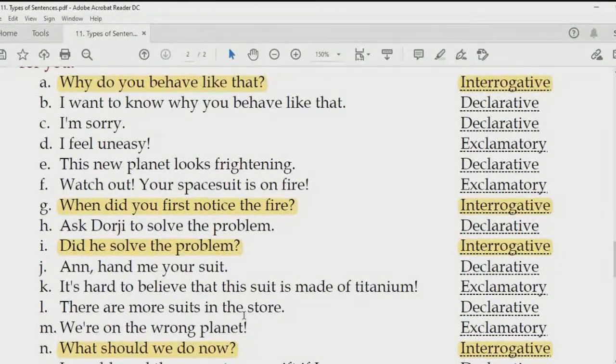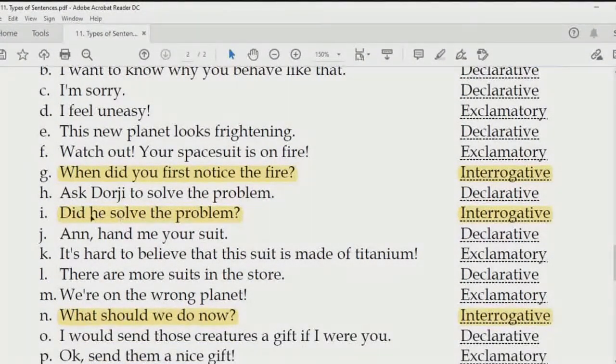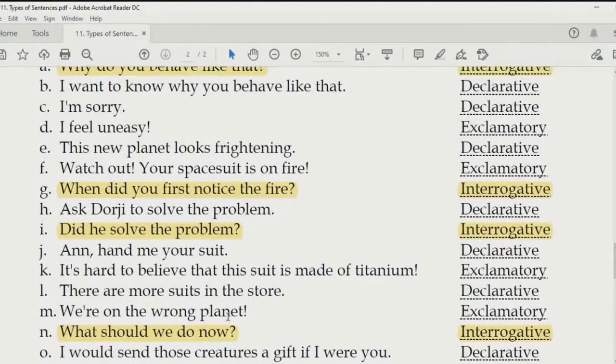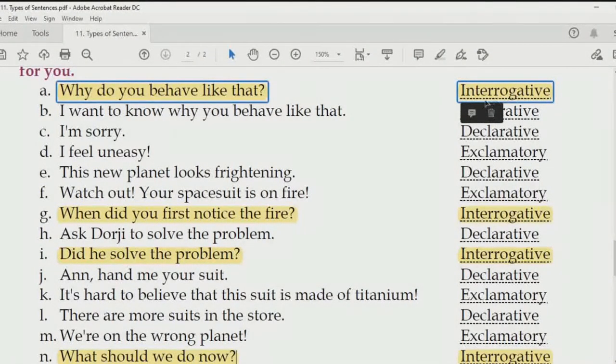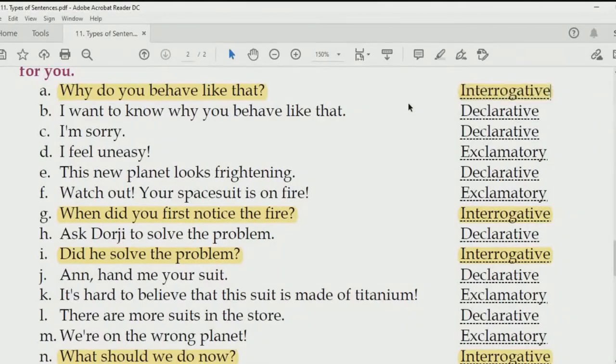You must have noticed the way I spoke these sentences. It was not in a simple way. It was like going from down to top, right? I'll repeat it once again. Why do you behave like that? When did you first notice the fire? Did he solve the problem? What should we do now? And from these sentences, you must have noticed that at the end of the sentence, we have a question mark. And wherever there is a question mark, you should know that that is an interrogative sentence. Meaning of interrogative is to ask a question.